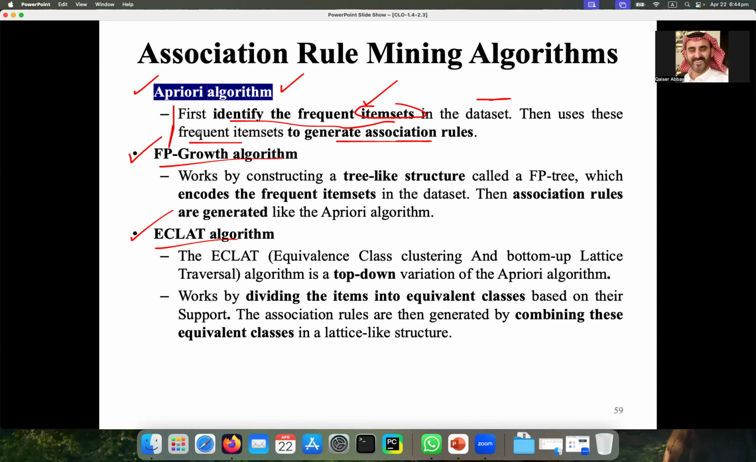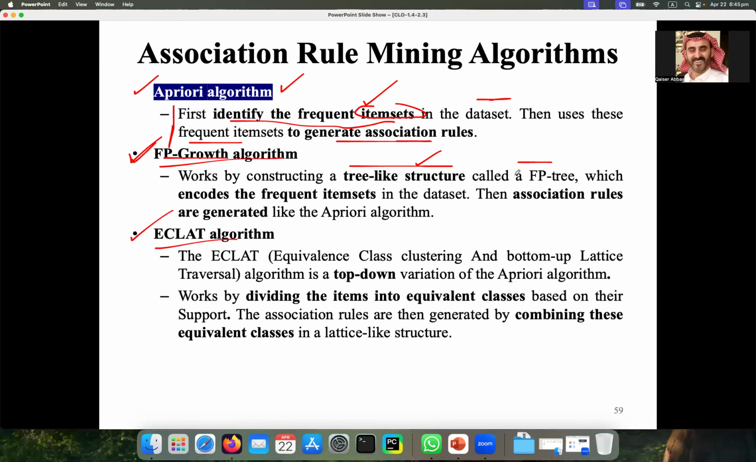And in the FP growth algorithm, what will happen? This algorithm will run like a tree structure. The only difference you will see is that it will run like a tree. So you can say that it will build a tree-like structure, and that tree is called an FP tree. So that's why it is called the FP growth algorithm.